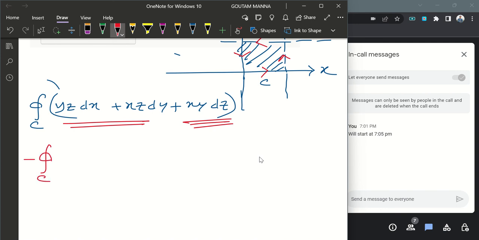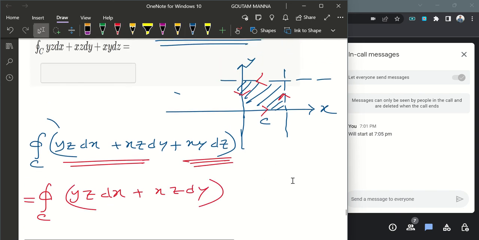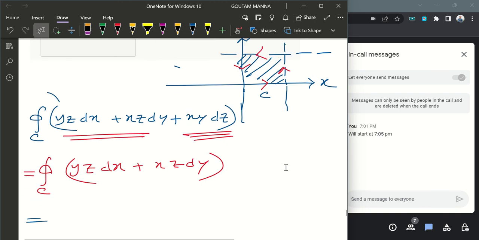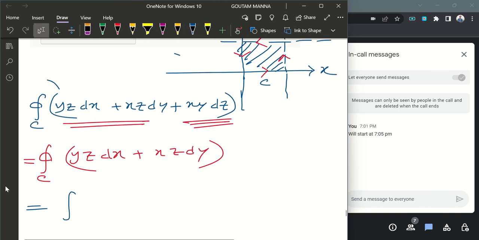So we can write it as yz dx plus xz dy. Basically we need to do this integration along this line. We can do that, but the easier way is to convert this line integral to a surface integral, that is, use Green's theorem. Since z is not varying throughout this integration, we can put this z outside as a constant.